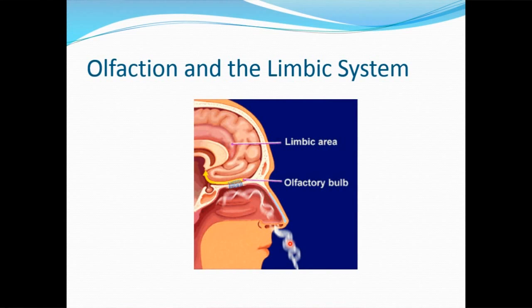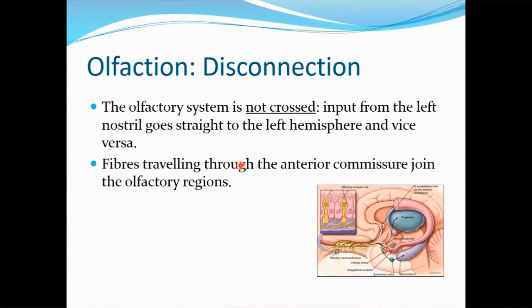This is just a picture to remind you that smells coming into the nose go to the amygdala, they go to the limbic area, meaning that it has an emotional component to it. Now, the olfactory system is not crossed. Okay, we know many of our systems are crossed. The olfactory system is not crossed. So input from the left nostril goes straight to the left hemisphere, and vice versa. Input from the right nostril goes straight through to the right hemisphere. But fibers traveling through the anterior commissure join the olfactory region. So eventually that information does get to the other hemisphere, but it's through the anterior commissure. But the system is not crossed.